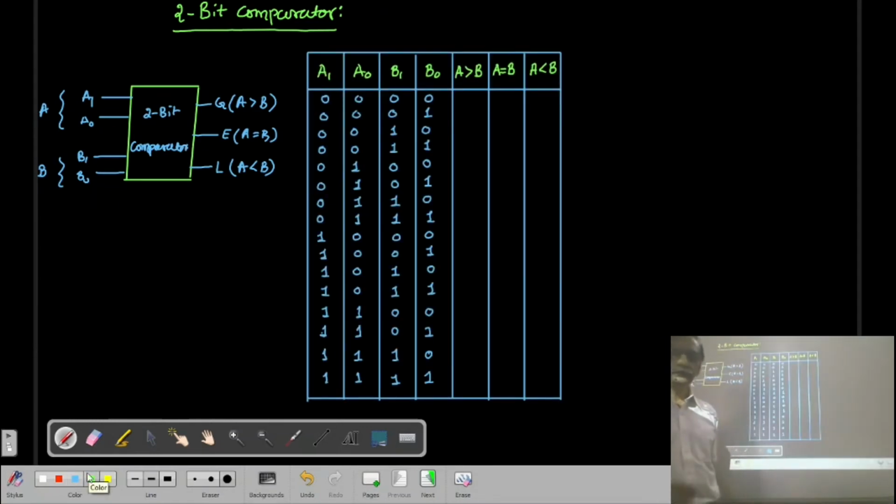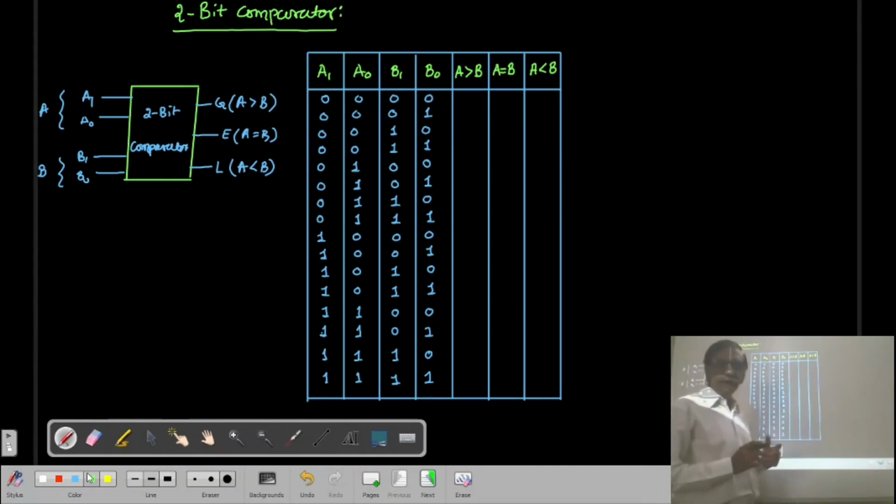Here you can see the truth table. Now the total inputs are 4 bits, so there will be 16 combinations. These 16 combinations we will write in this way: B0 B1, A0 A1. A0 is the LSB and A1 is the MSB of A. B0 is the LSB and B1 is the MSB of B.